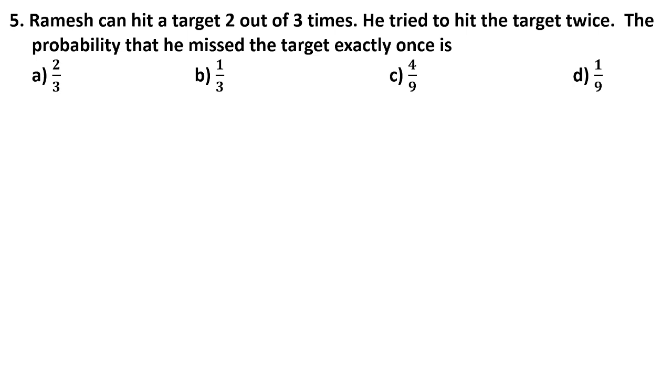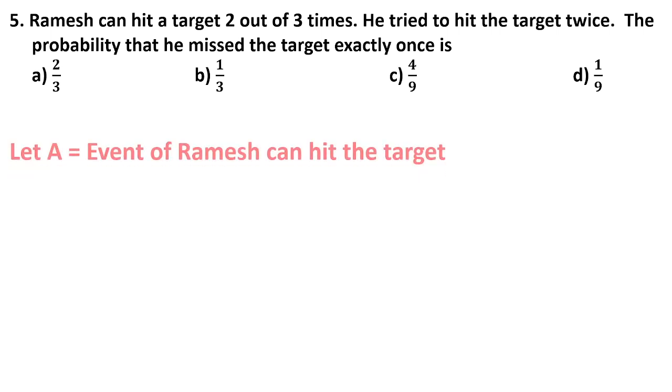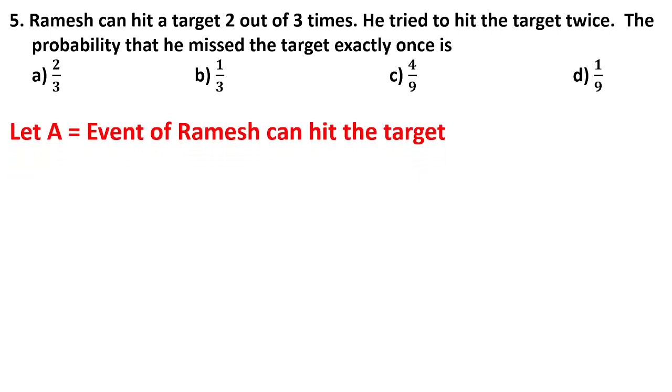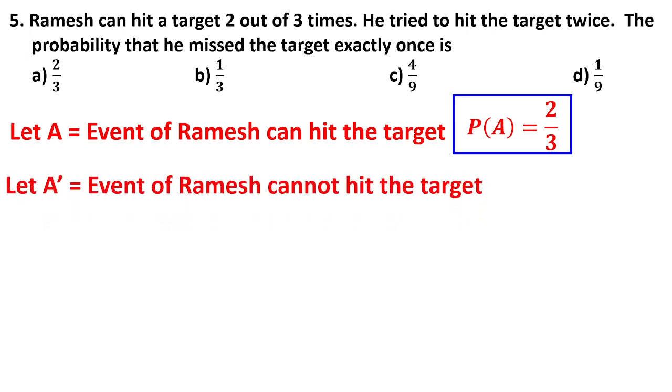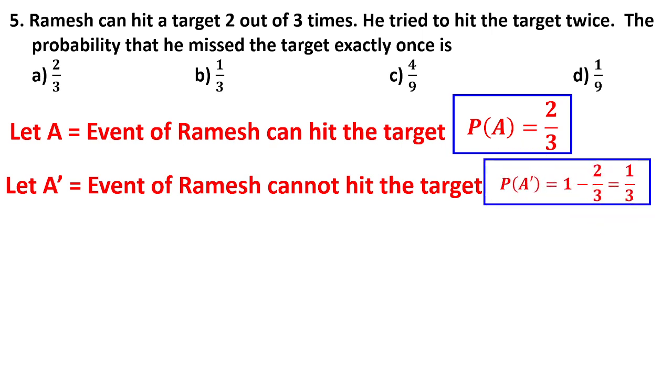Here we have to use the idea of independent events. Let us see. A is equal to the event of Ramesh can hit the target. It is given in the question as 2 by 3. Now he missed the target exactly once, meaning he would have missed it. Therefore we will find the probability that he misses, that is A dash. It will be 1 minus 2 by 3, which is 1 by 3.